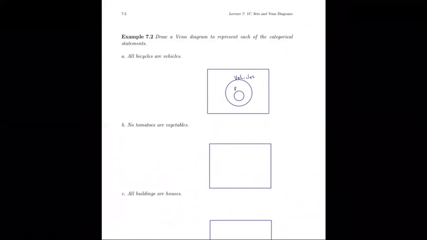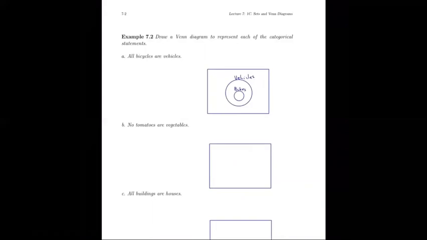And we'll just call this one bikes on the inside. All bicycles, everything in the set of bikes is a vehicle. It's within the set of vehicles. Usually a nice way to see this with an all statement is the first part is the little set, the second part is the larger set. That might help keep things straight.